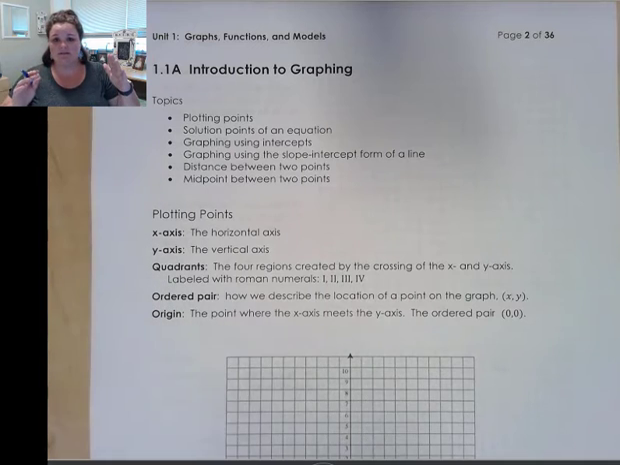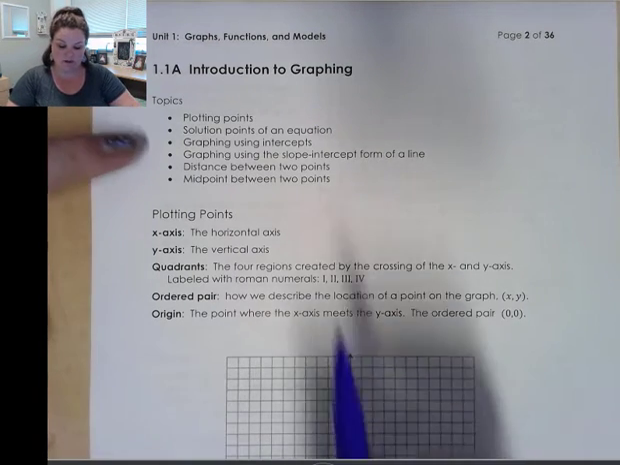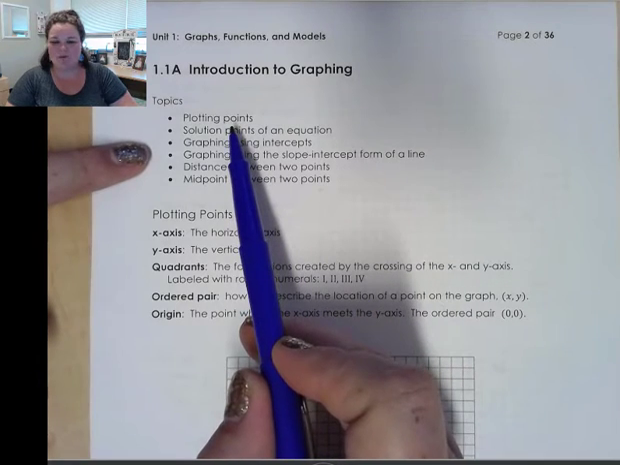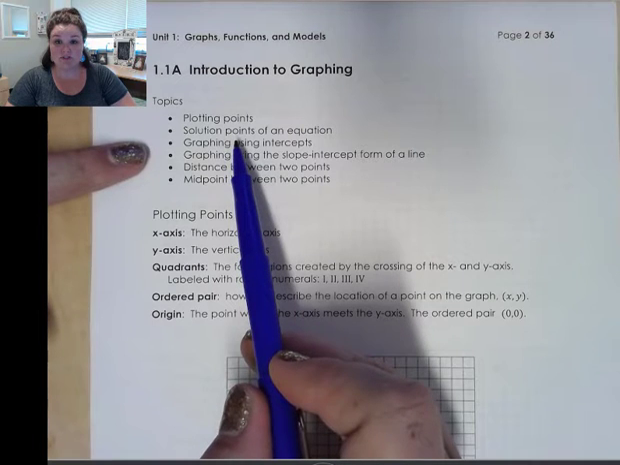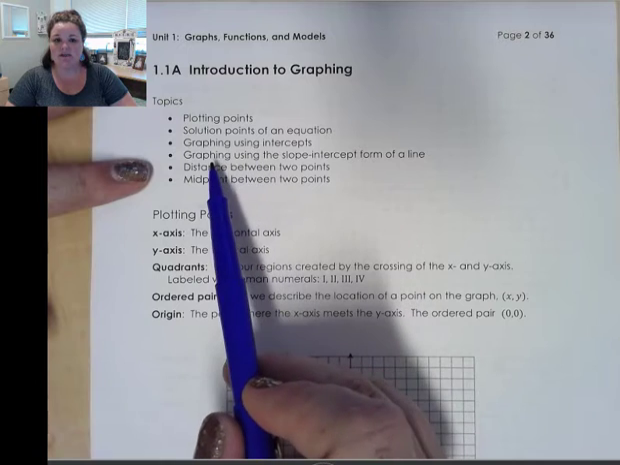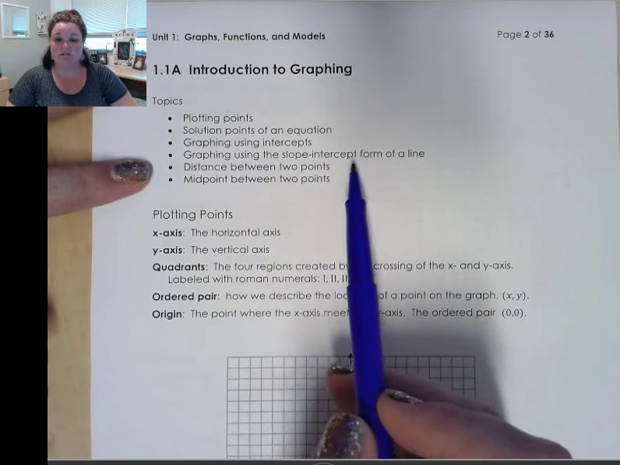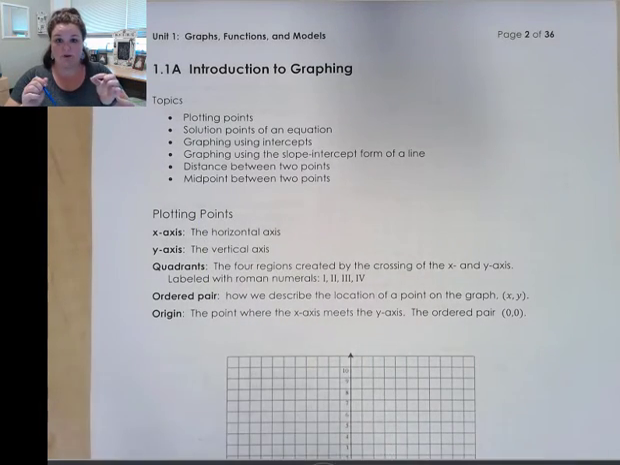And so I broke it down into 1.1a and 1.1b, just so that we're not having to go over massive amounts in just one homework section. Okay, so what we're going to focus on in this one is plotting points, which hopefully we all remember how to plot points, determining if a point is a solution to an equation. I want to go over graphing using x and y intercepts, and then graphing using the slope-intercept form of a line. And we're also going to look at the distance between 2 points and the midpoint between 2 points.